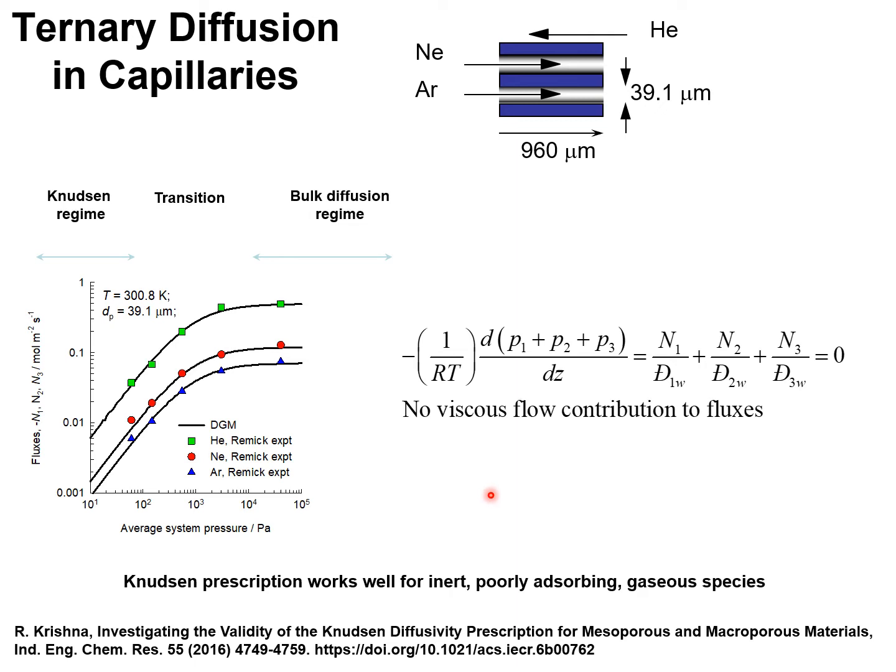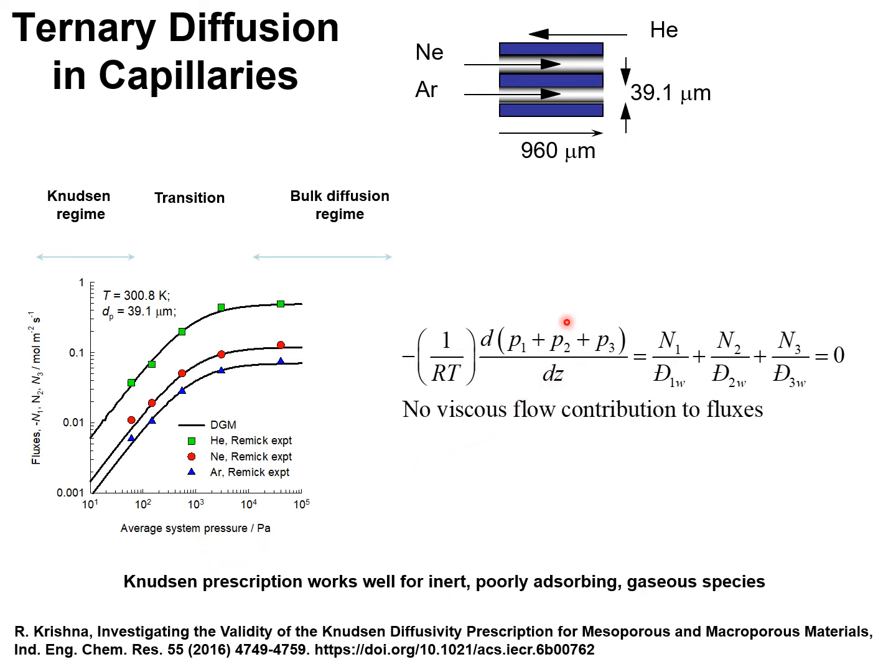The compositions in the upstream compartment and downstream compartments were varied, but the total pressure for any set of experiments in the upstream compartment was maintained the same as the pressure in the downstream compartment. The fluxes of components 1, helium, component 2, neon, component 3, argon, are plotted here as a function of the average system pressure for the various sets of experiments.